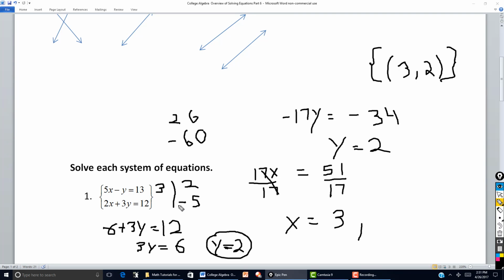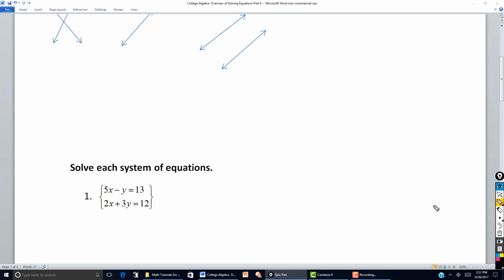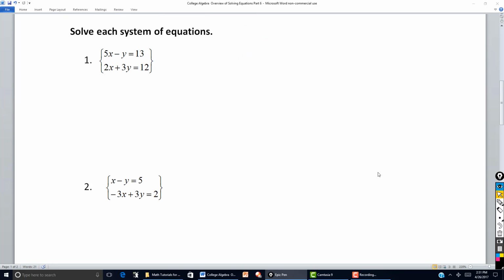So if you were to graph these two lines, they would cross or intersect at the point (3, 2). Let's look at the next one.